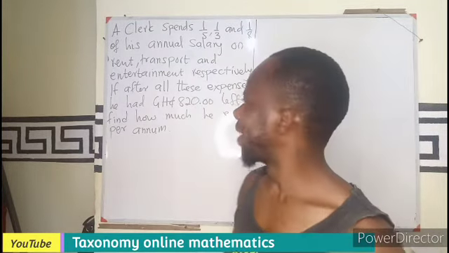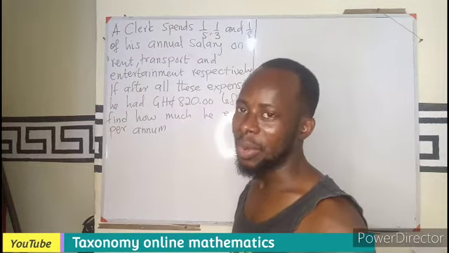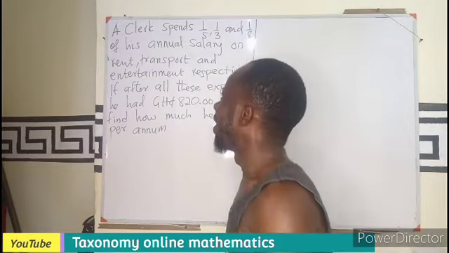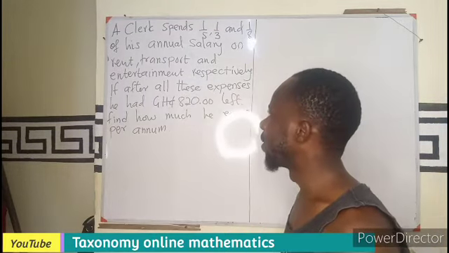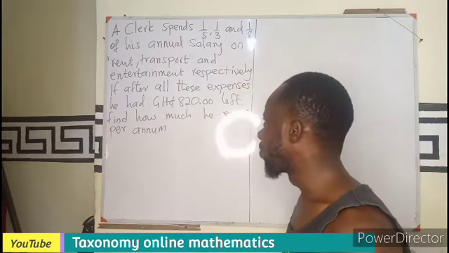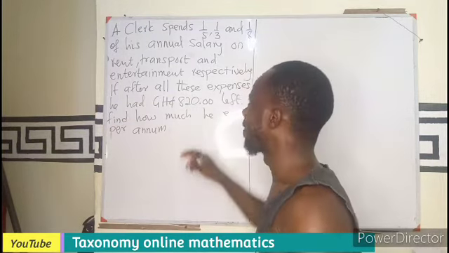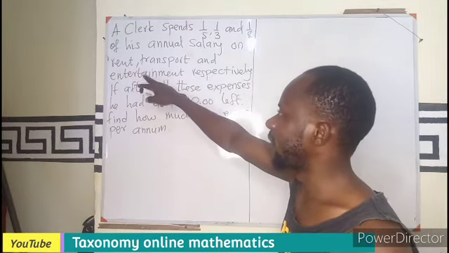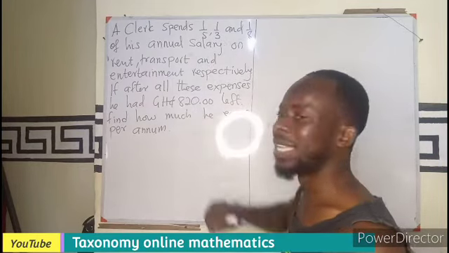Today we are taking a question on applications of percentage or application of fraction. A clerk spent 1/5, 1/3, and 1/8 of his annual salary on rent, transport, and entertainment respectively. The word respectively here simply means that the fraction mentioned first goes for rent, then 1/3 goes for transportation, and 1/8 goes for entertainment.